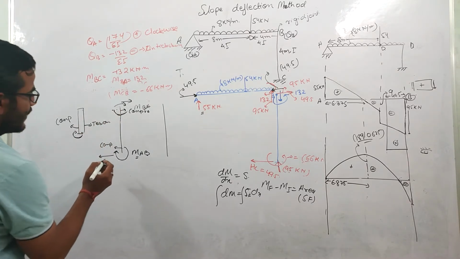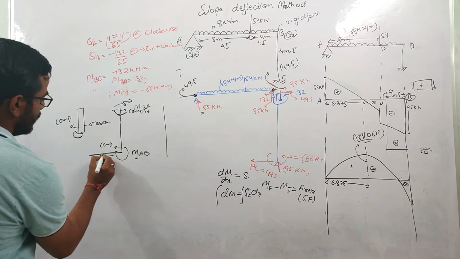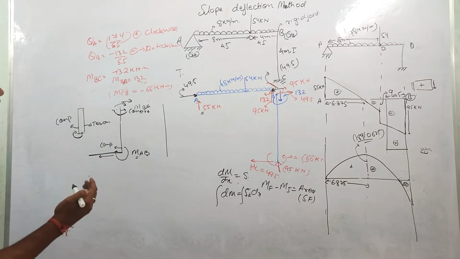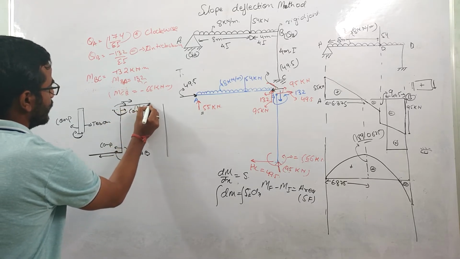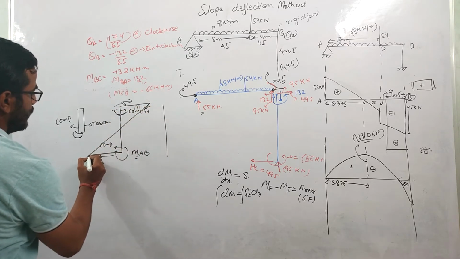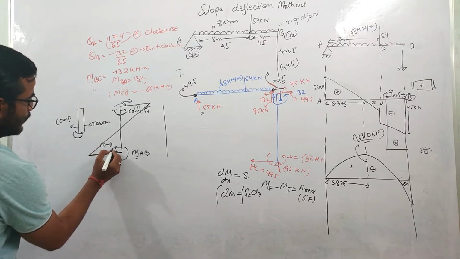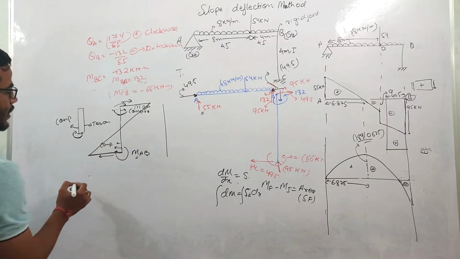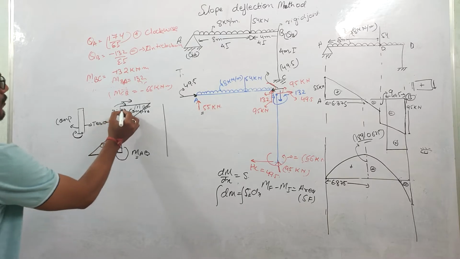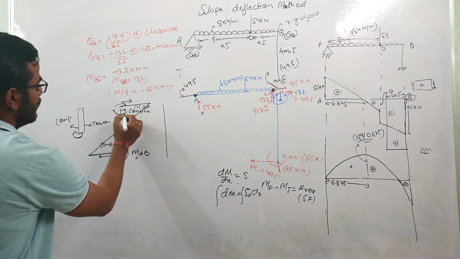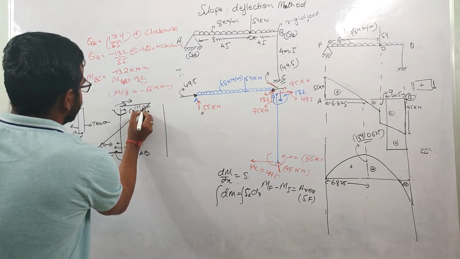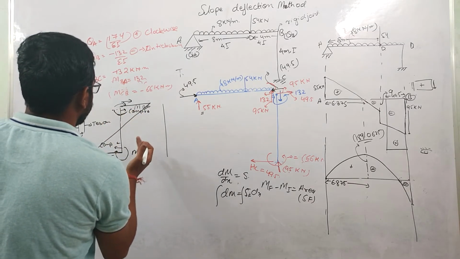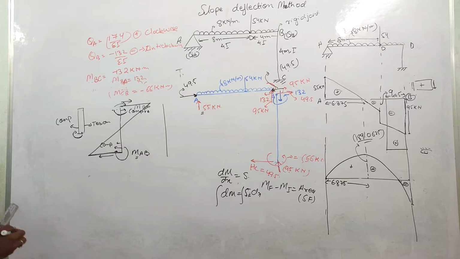So the ordinate of the bending moment will always be defined on the compression side. The outermost fiber of this column is in compression, and here also the outermost fiber is in compression. So we are defining the ordinate on the compression side.